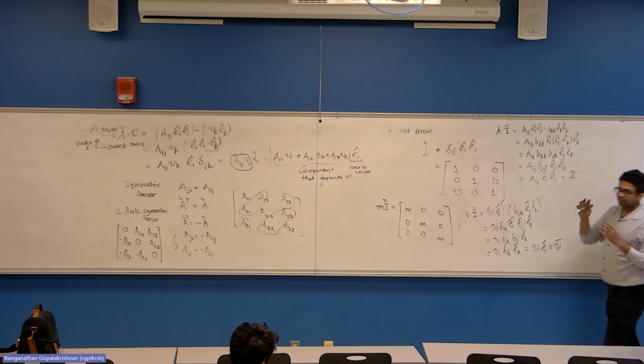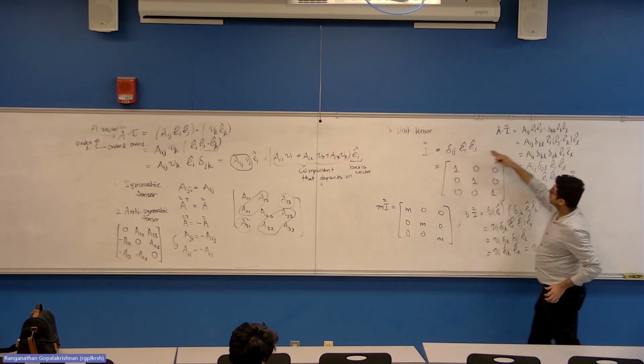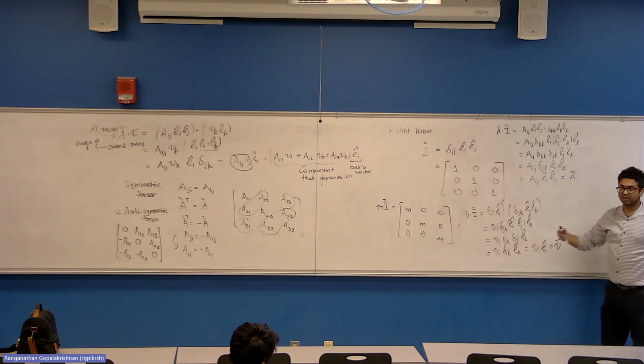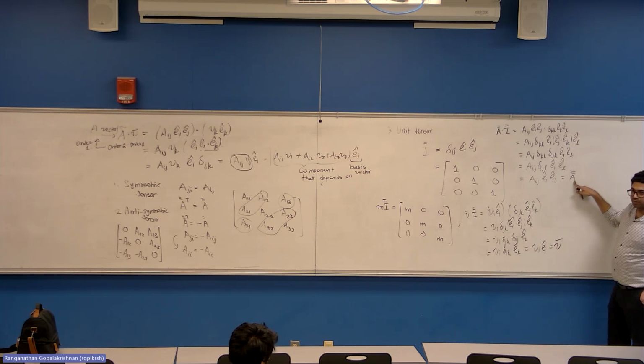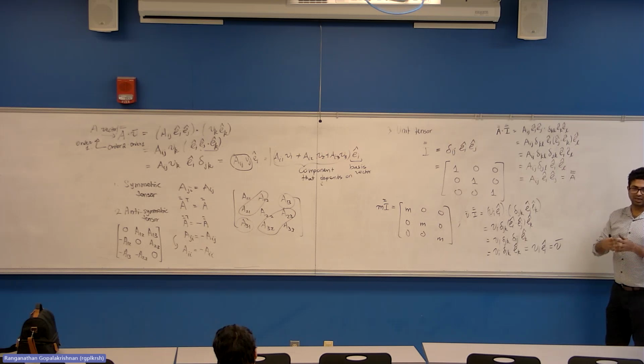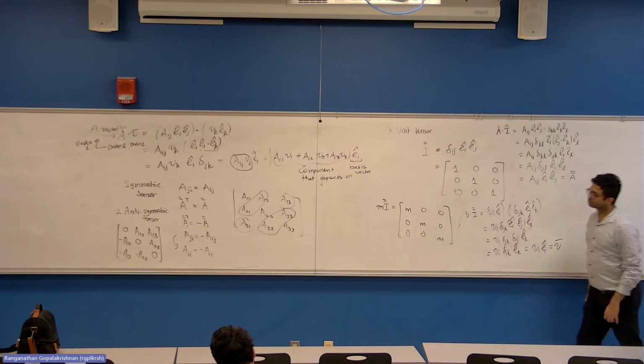Okay, so unit tensor is the quantity which when combined with any quantity, or which when dotted with any quantity, gives you back the same quantity. Which is what unity is. You take one and multiply with anything, you get the same number, right? It's just the extension of that to tensors.